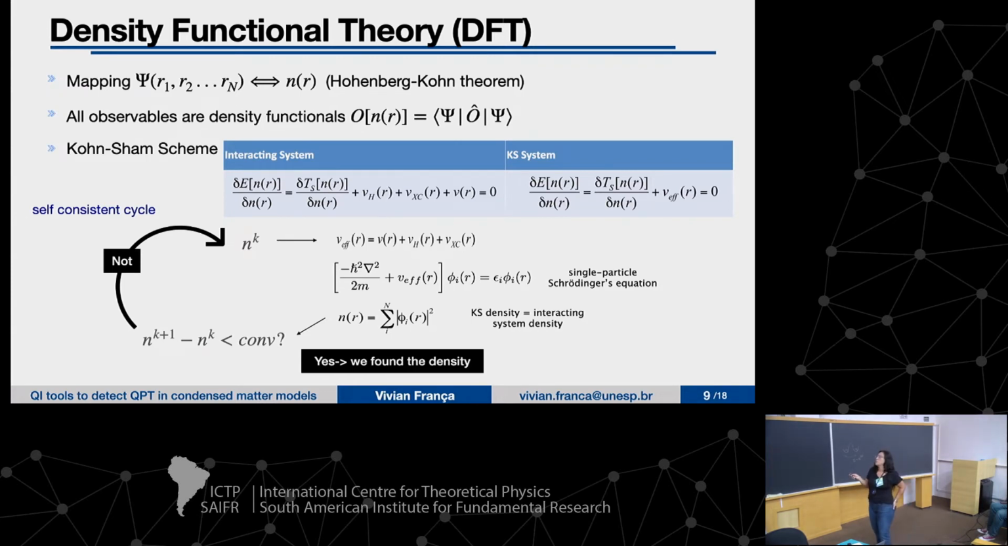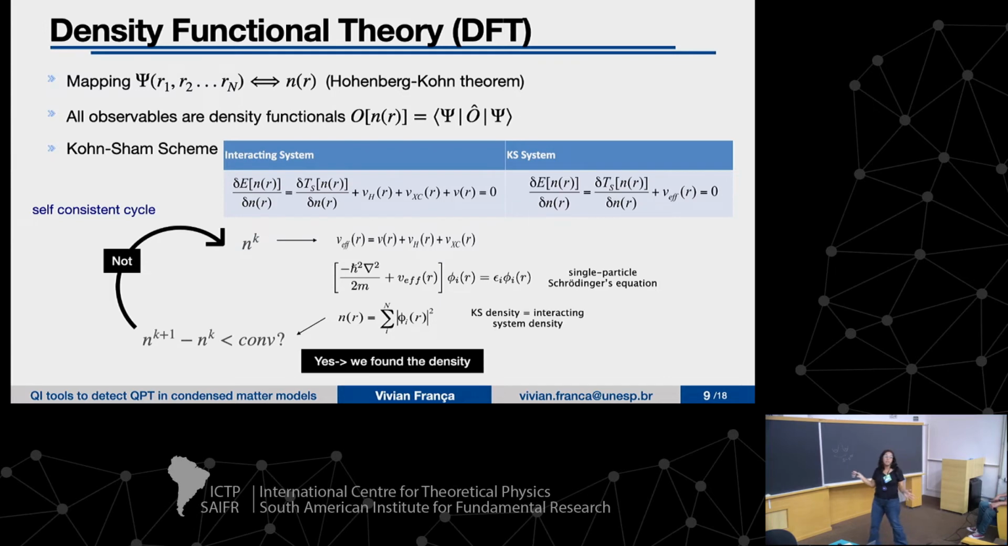And, well, essentially, when we define this effective potential, the Kohn-Sham potential, we can solve a Schrödinger equation of a single particle, where here are the Kohn-Sham orbitals, and we can calculate the density. But the point here is that this effective potential is also a function of the density. So we will end up in a self-consistent cycle. That means I have to start with some initial trial guess for the density, and then see whether I have converged or not. And if not, I can use this output as an input, and so on.